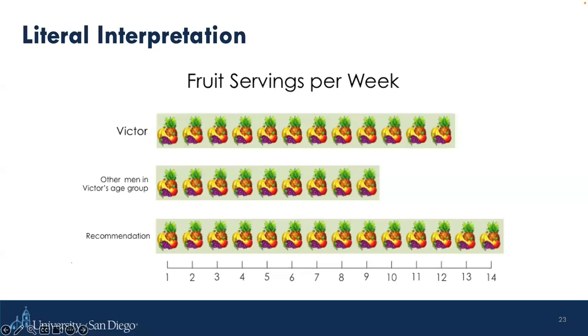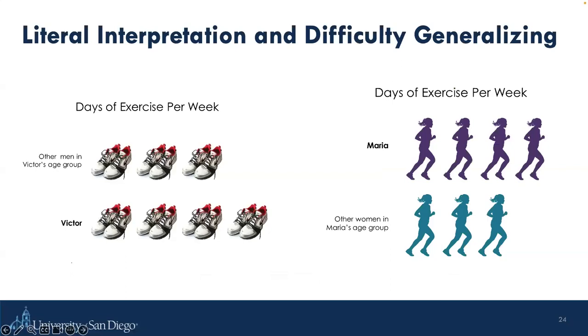Here are a couple more examples of literal interpretation. We had participants tell us that Victor has four pairs of shoes, whereas the other men have three. They told us that these are the kinds of shoes you should wear to exercise. They told us that Maria was active, that she was fast. They even told me that she was an educator and did good things for her community, but many, many participants could not tell me how many days per week Maria exercised. Furthermore, the conversation was about walking, running, jogging, but participants never talked about other forms of exercise like swimming or soccer. And they couldn't give me any suggestions for what image would convey exercise more generally better than the jogger.